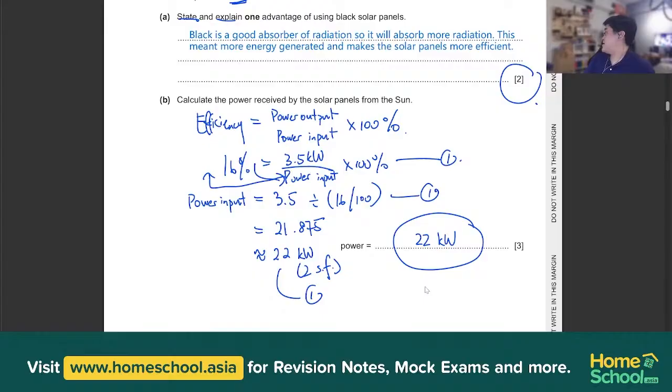The significance. Okay, you don't understand the significant figures. Okay, so for significant figures, it's pretty simple.